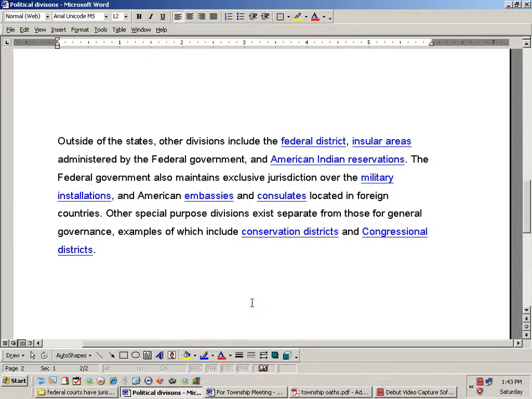So outside of the states, so outside of you, other subdivisions include the federal district, insular areas, and those are islands administered by the federal government, and American Indian reservations. The federal government also maintains exclusive jurisdiction over military installations, American embassies, consulates. That's why I call mine an embassy. Located in foreign countries. I'm located in a foreign county, a county of an organized state, and where I'm at is foreign to their jurisdiction. That's why I said it was an embassy sanctuary.